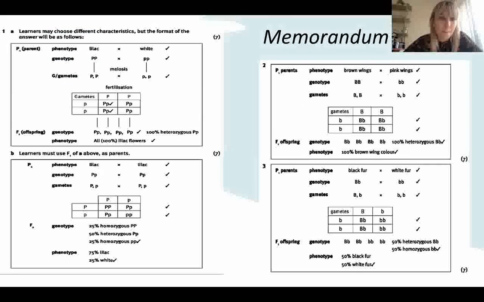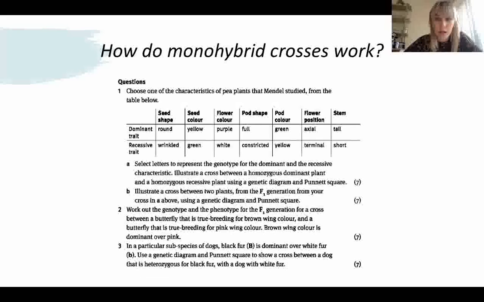Let's take something other than the color because we've just done the example on that. So let's take yellow and green, the seed color. Capital Y for yellow, and green will be small y for the recessive.